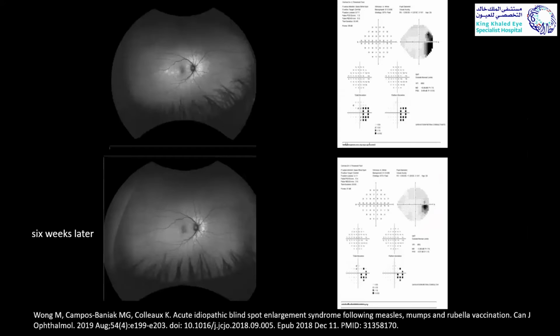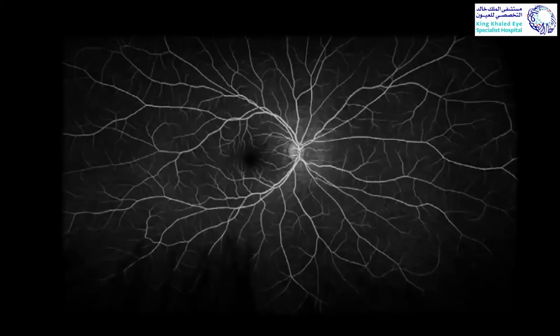So this is the autofluorescence in a patient with AIBSE, and you can see that 6 weeks later, the visual symptoms improved, the enlargement of the blind spot improved, and the lesions in autofluorescence start to decrease. And this is the fluorescein angiography. As I said, you will see the lesion usually surrounding the optic nerve.